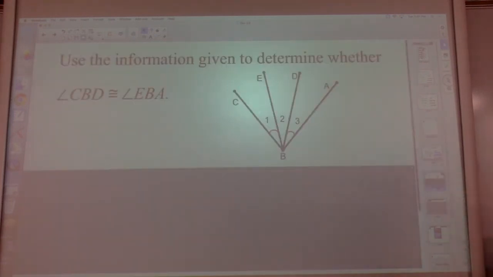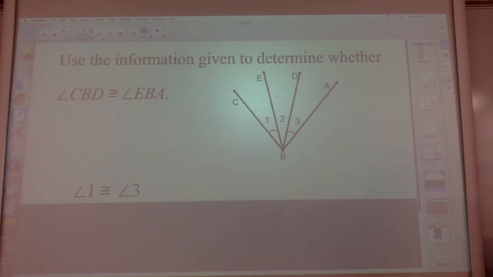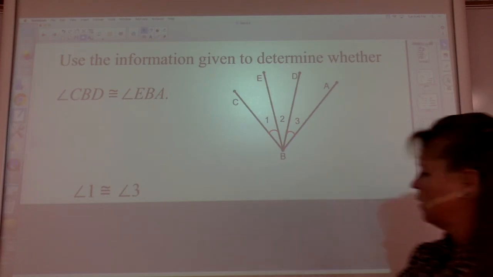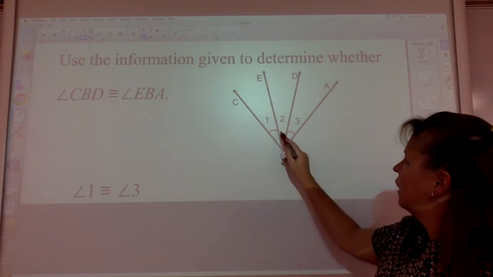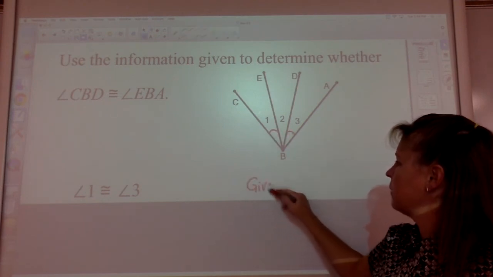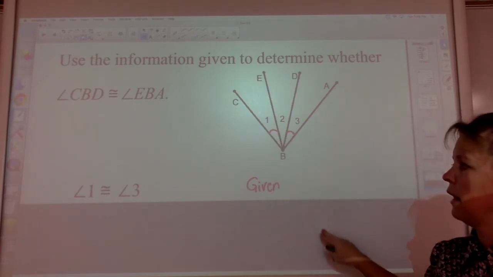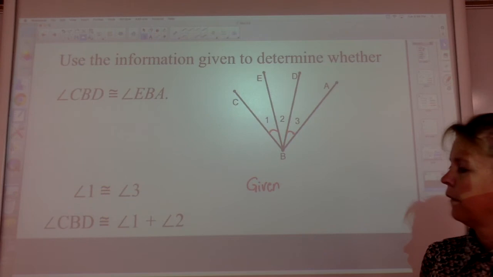Let's take this. Use the information given to determine whether angle CBD is congruent to angle EBA. It's going to look kind of like the problem that we just did with segments, but now it's going to be angles. Angle 1 is congruent to angle 3. How do I know angle 1 is congruent to angle 3? Oh, these little red marks. That means that was given information. Those arcs mean congruent. So since they put it in the diagram, that was given information.